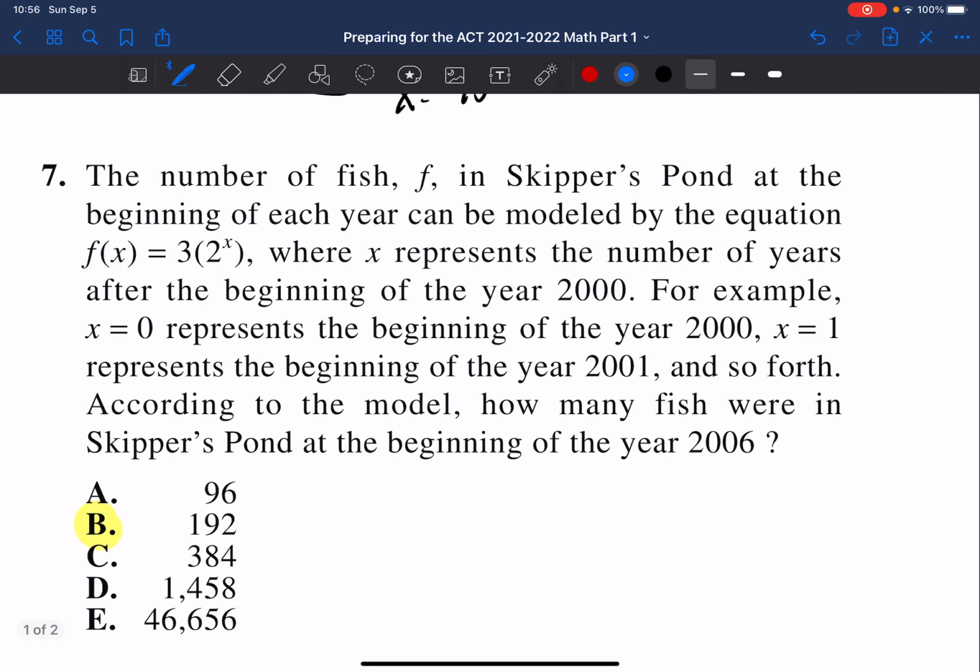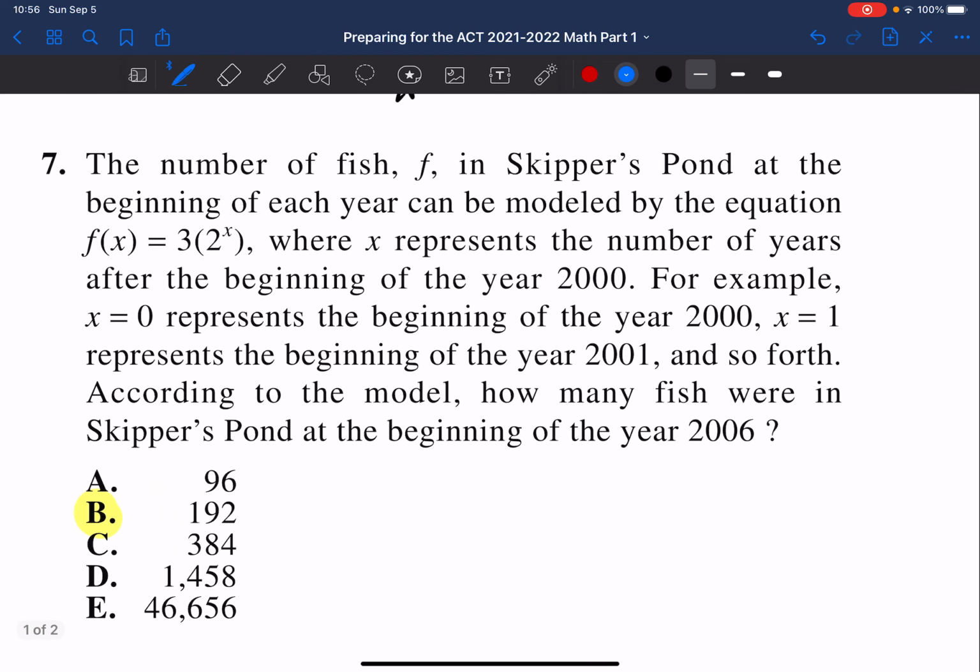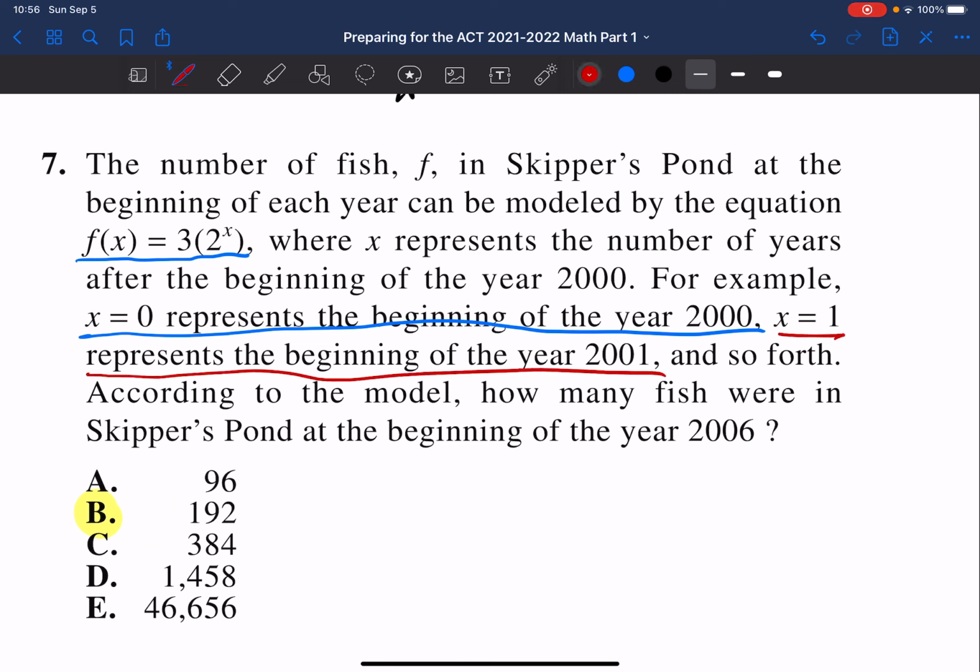Number 7. They give us a formula, this function right here, and it says x represents the number of years after the beginning of the year 2000. Now, what was nice about this problem is they gave you an example. X equals 0 represents the beginning of the year 2000. Underline that. And they also give you another example. X equals 1 represents the beginning of the year 2001.